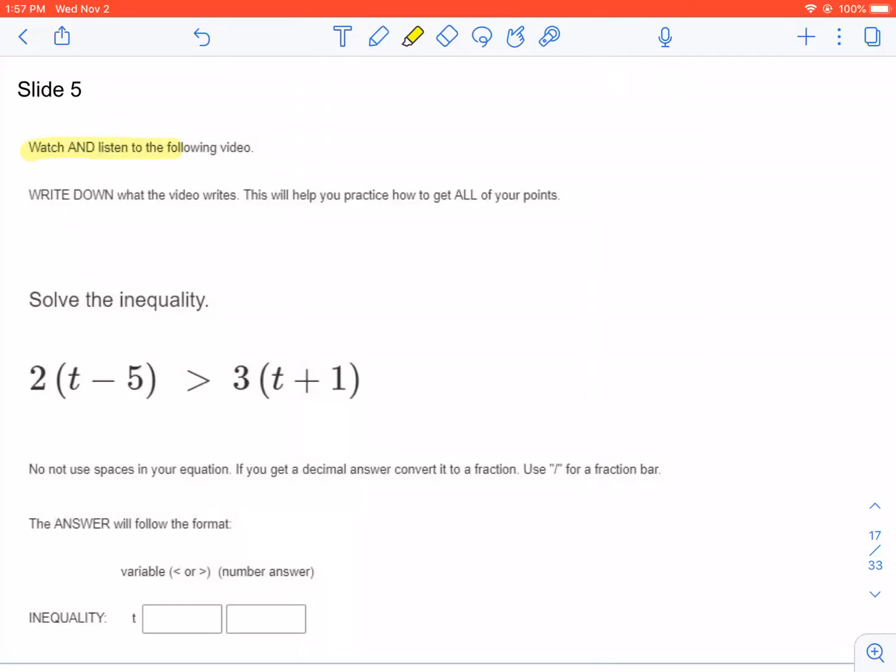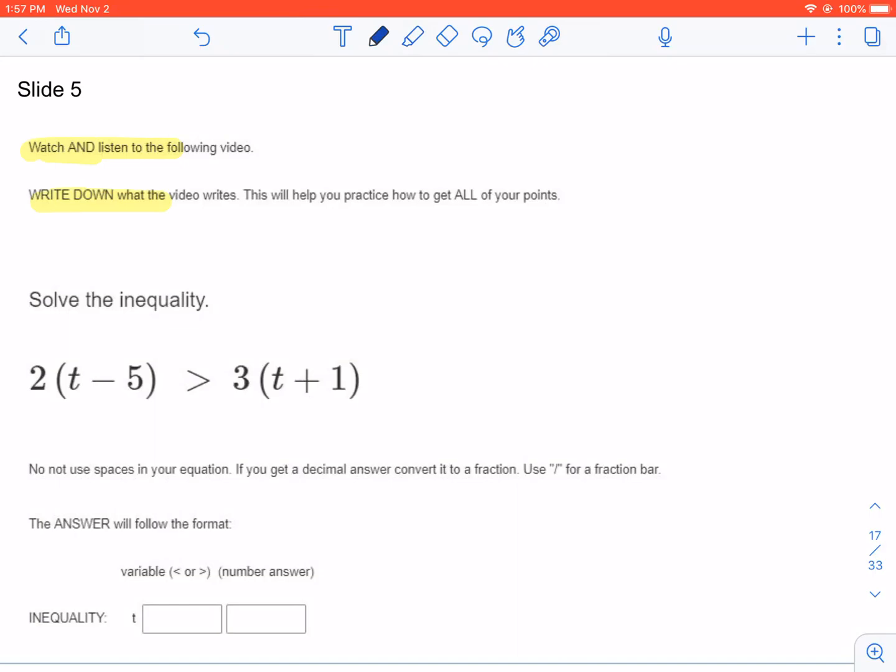Slide 5, remember to watch and listen, as well as write down everything you see in the video. So we have an inequality: 2(t - 5) > 3(t + 1). I'm going to show you something that is going to make your life a lot easier.